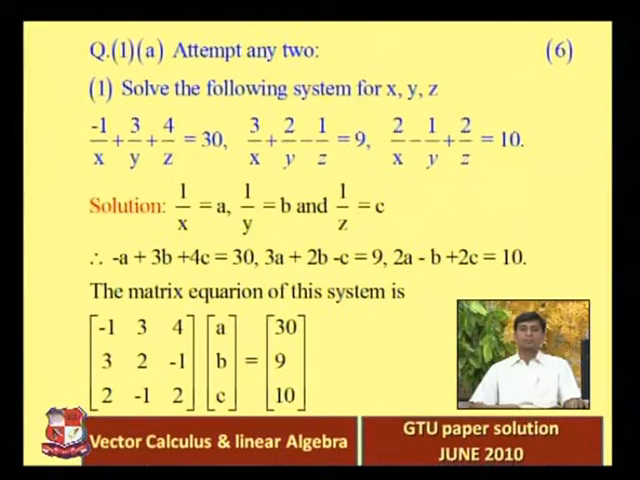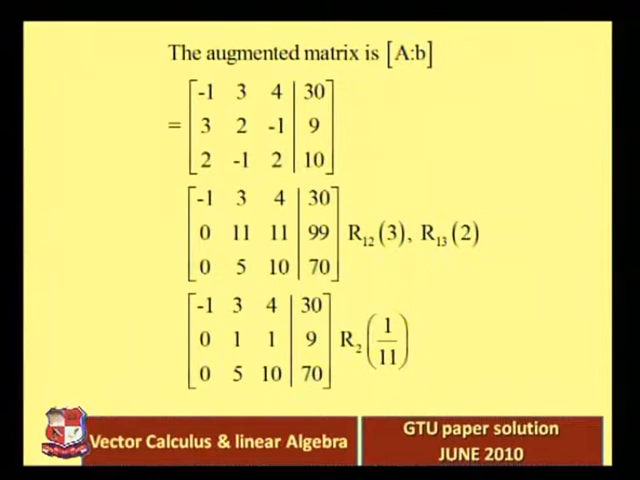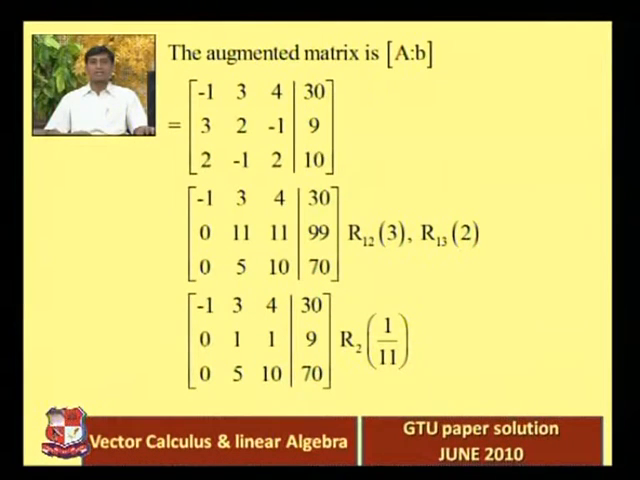In our first step, you can see our first leading entry in the first row is minus 1, right? Below that leading entry I want to make 0. Here is our augmented matrix: minus 1, 3, 4, 30; 3, 2, minus 1, 9; 2, minus 1, 2, 10. We multiply the first row by 3 and add it to the second row, and we multiply the first row by 2 and add it to the third row. So the first row stays as it is.